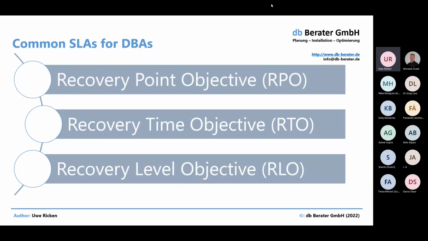So SLAs for DBAs have 2 points. The first one is the RPO and the RTO. The recovery point objective means how much data you need to restore when it comes to a crash. And the recovery time objective means how long it takes to restore the database.